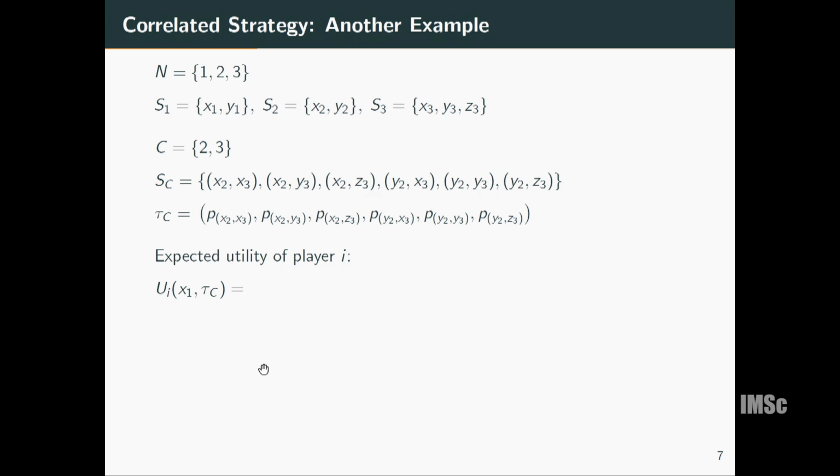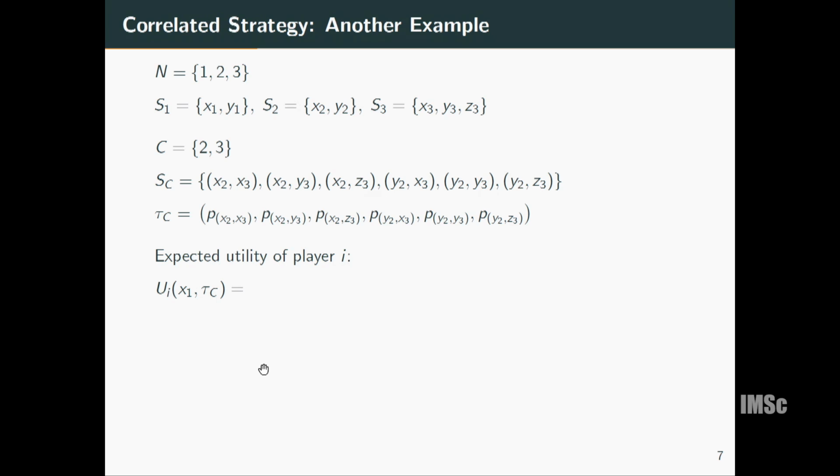Now, when you want to find the expected utility of a player, how will you find it? So I have a game where I have 3 players. The strategy set of player 1 is x1, y1, the strategy set of player 2 is x2, y2, and the strategy set of player 3 is x3, y3. I have a coalition C. They can form a coalition, and because they can form a coalition, I can define something called the correlated strategy, which is nothing but defining the probability distribution over the strategy profiles of the coalition C. So far so good.